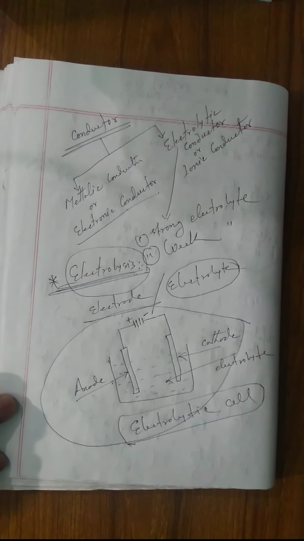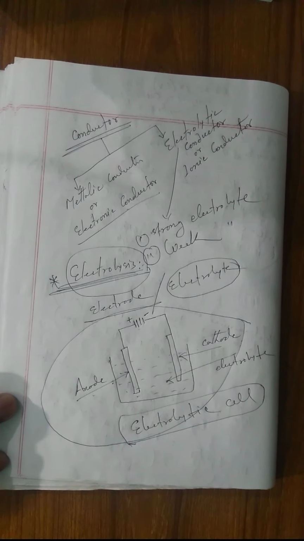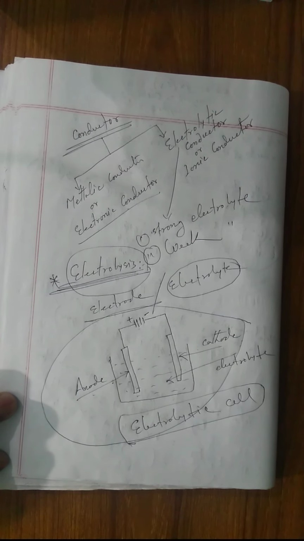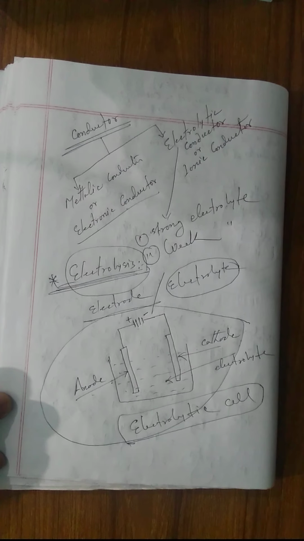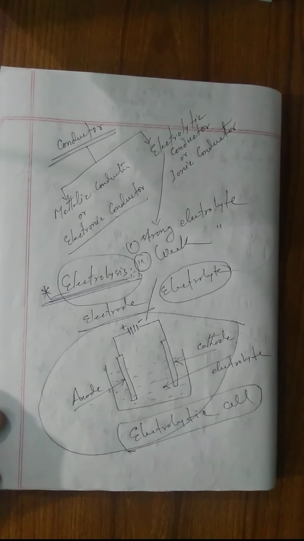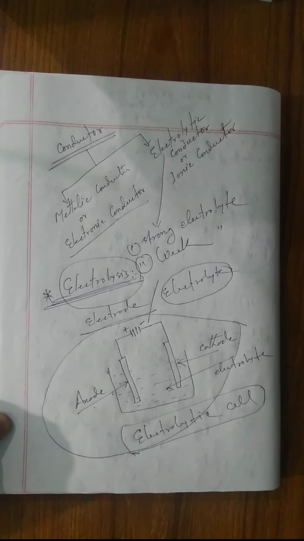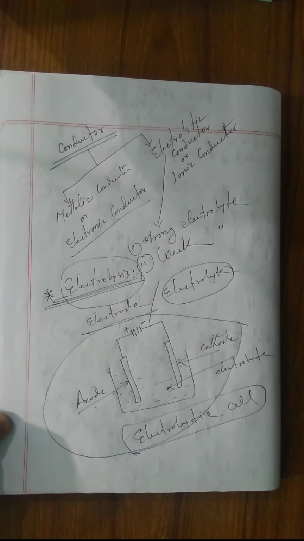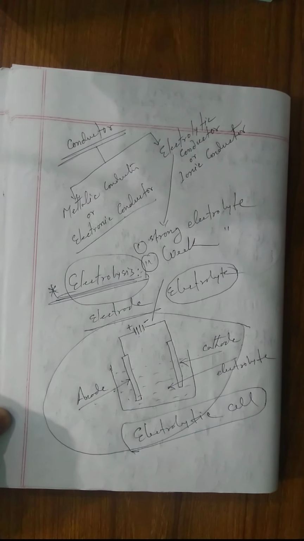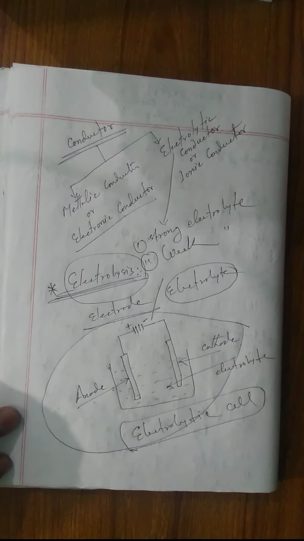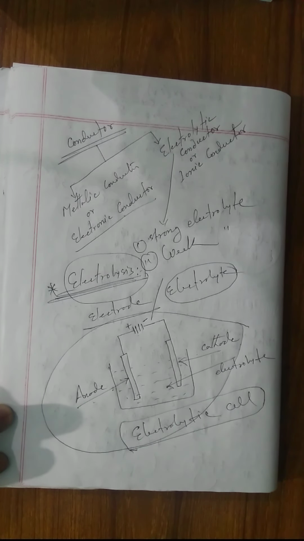So in an electrolytic cell, electric energy is converted to chemical energy. That means a chemical reaction occurs by passing electricity from an external source. This process is electrolysis. I think all of you have understood this. This is very important. This electrolytic cell is very important.